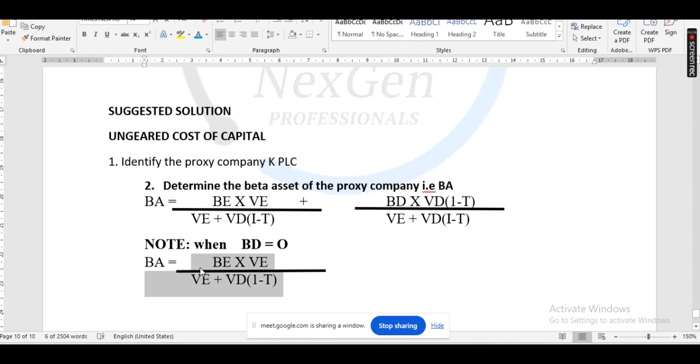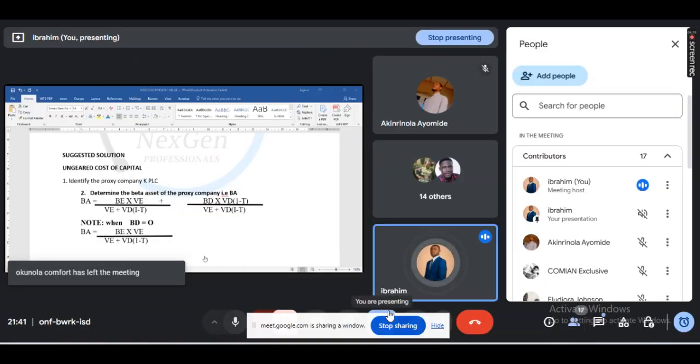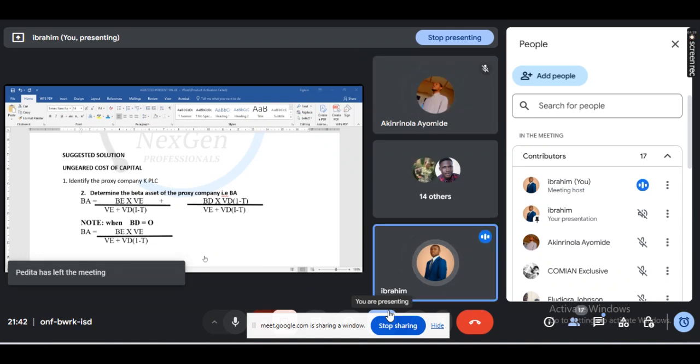Now, this is very simple. You can't see my screen. You can see now. Is it my network or your network?